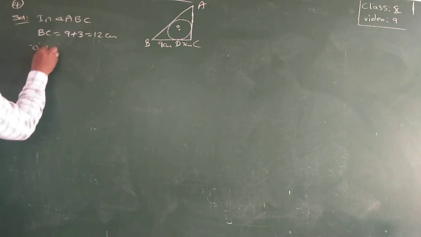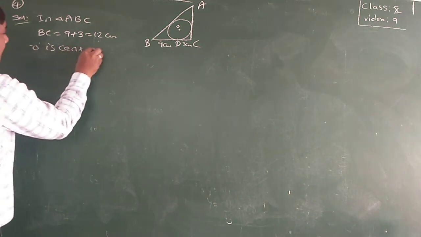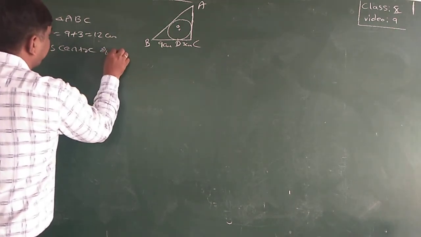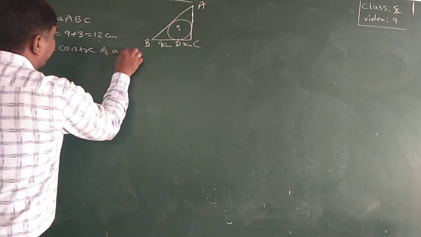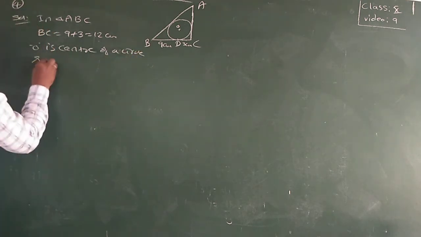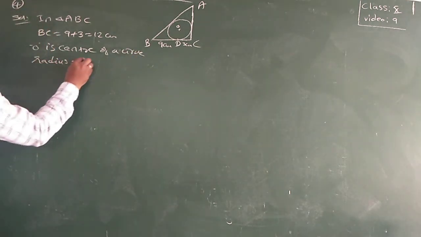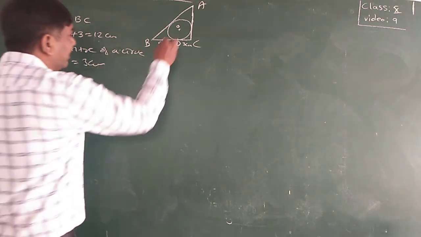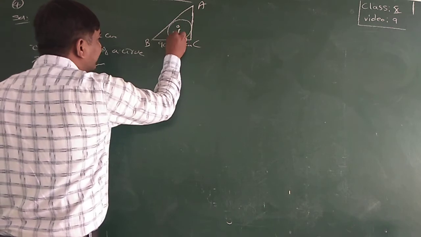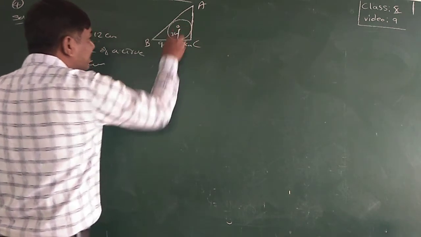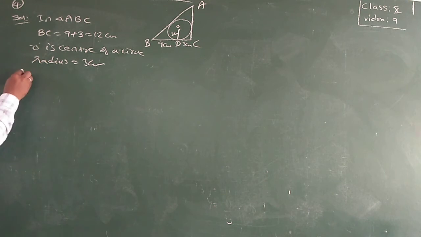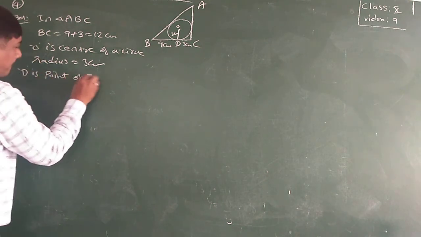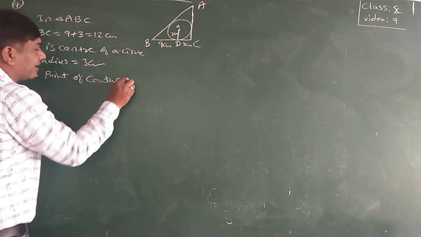O is the center of the circle, and the radius is equal to 3 centimeters. This radius of 3 centimeters is given. That means OD is equal to 3 centimeters. D is a point of contact.